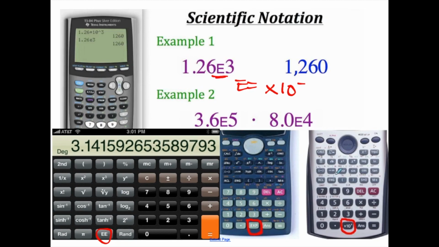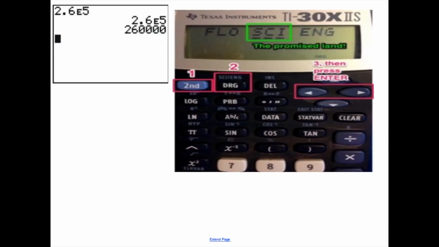The best way to learn scientific notation is practice. You want to know how to practice? Make sure your calculator is set in scientific notation mode, which means every single answer you get will automatically show you in scientific notation. It would say 2.6E5 instead of 260,000. That's the best way to learn it.